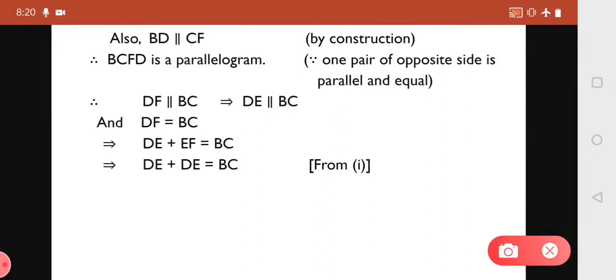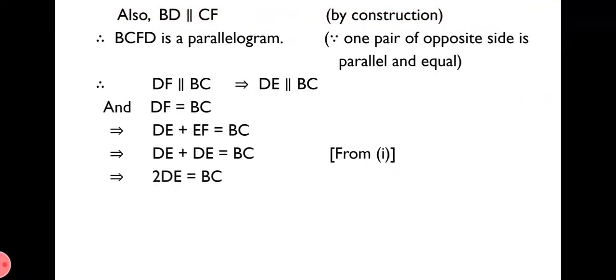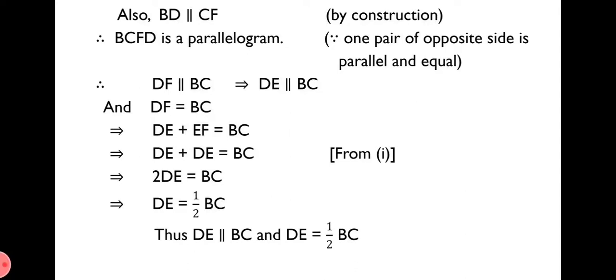So, we write DE plus DE equal to BC. That is equal to twice DE equal to BC. Implies that DE equals half of BC. Thus, DE is parallel to BC and DE equals half BC. Hence, proved.